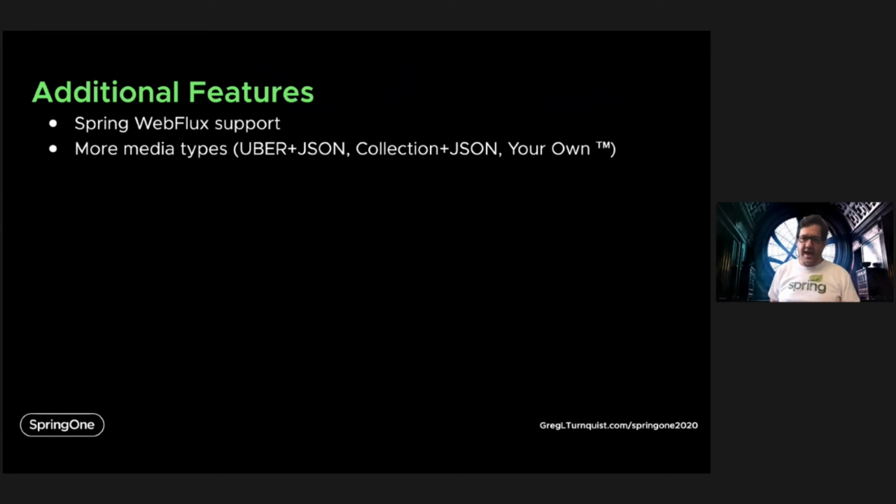Spring HATEOAS is adding more media types. The ones we got a peek at earlier were HAL and HAL-FORMS, which are some of the most commonly used media types for hypermedia representation. But there's other stuff out there like Uber JSON and Collection JSON, and you can even create your own media type if you want to. We have support for that. We've added support for standardized errors. There's a format called problem JSON, also known as RFC 7807.